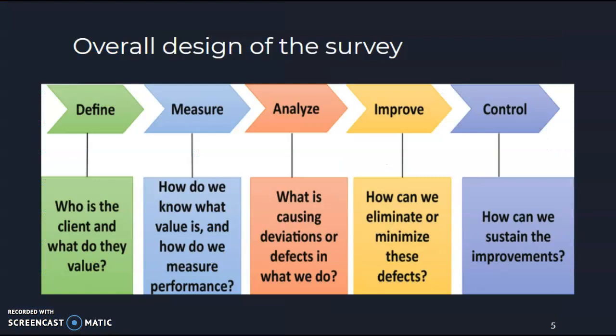So we want to incorporate a survey to gauge and to measure data based on our patient satisfaction. And the overall design of the surveys has some components to it. I just want to briefly go over those components. We need to define who is the client and what do they value. We need to measure. How do we know what value is? And how do we measure the performance? We analyze what is causing deviations or defects in what we're doing. We try to improve. How can we eliminate or minimize these defects? And then we want to control it. How can we sustain those improvements? How can we make it consistent?